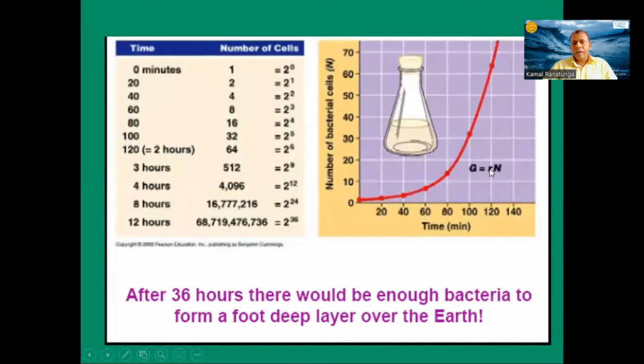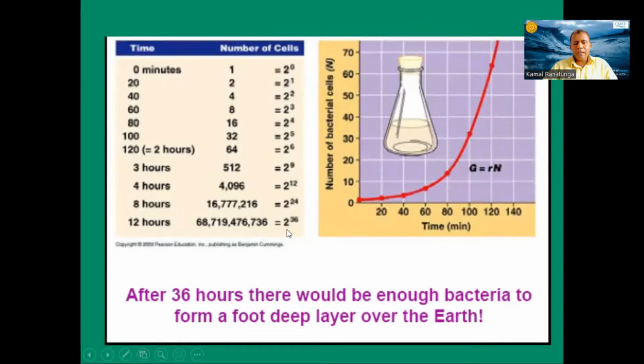right? Into N, biotic potential plus the population size. When the population size is higher, it is multiplied by R and you get very high, very big numbers. And this is what's going to happen. You just need 12 hours, half a day, and they're going to have this many numbers, 2 × 36. You can't even imagine what the number could be.